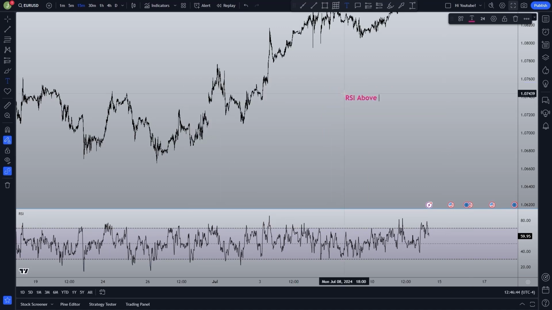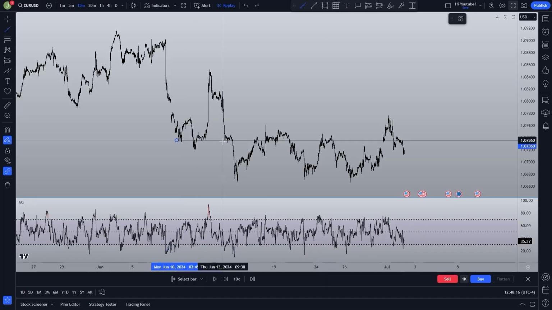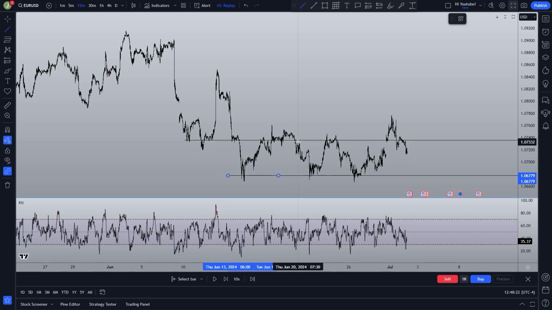But an RSI is more than just an overbought and oversold indicator. You can also use it to identify trends, as the RSI tends to stay above 50 in uptrends and below 50 in downtrends. Now, let's use a simple beginner strategy using the RSI. This strategy involves combining the RSI with basic support and resistance levels and price action entry signals like engulfing candles.